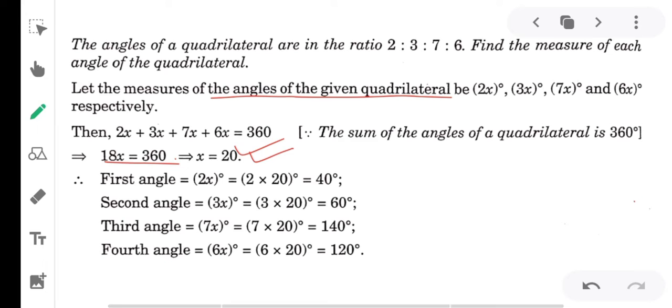So the first angle is 2x, so 2 into 20, 40. Second angle is 3x, so 3 into 20 is 60. Like that, the third angle is 140 and the fourth angle is 120 degrees.